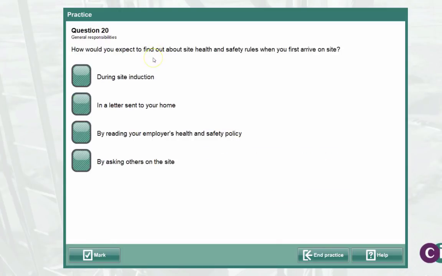How would you expect to find out about site health and safety rules when you first arrive on site? During site induction. In a letter sent to your home, by reading your employer's health and safety policy, by asking others on the site.